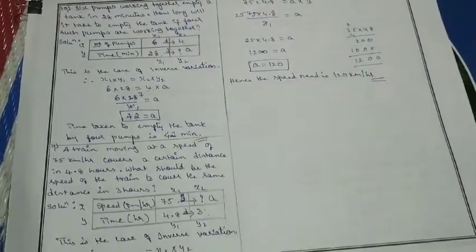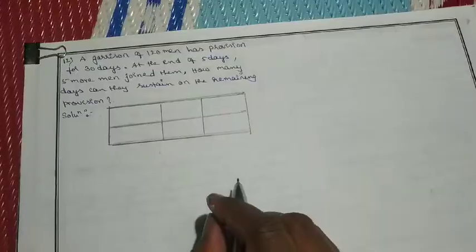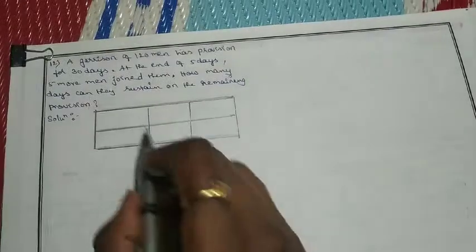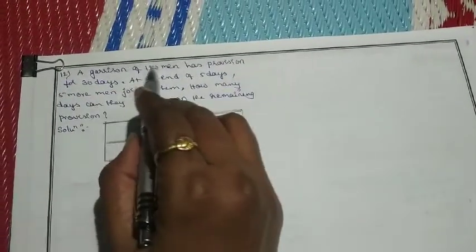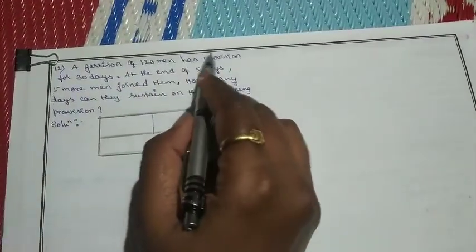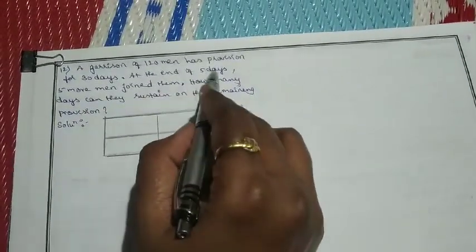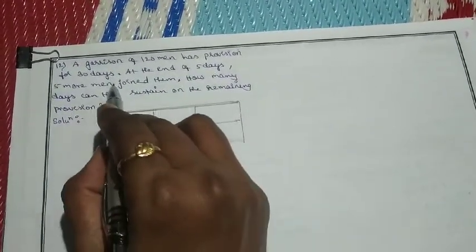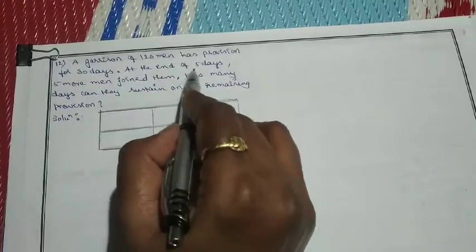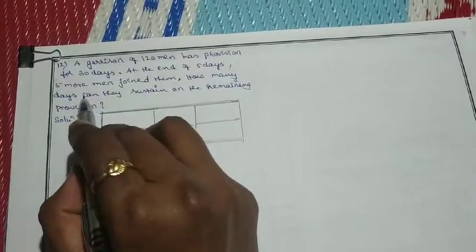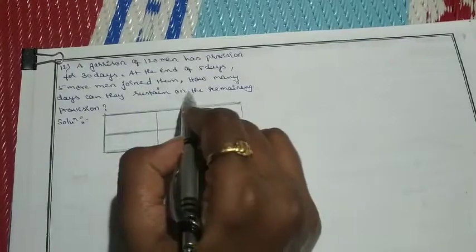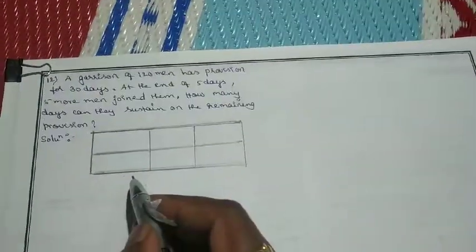Hope this is clear, children. Now let me move to the 12th question. A garrison of 120 men has provision for 30 days. At the end of 5 days, 5 more men joined them. How many days can they sustain on the remaining provision?